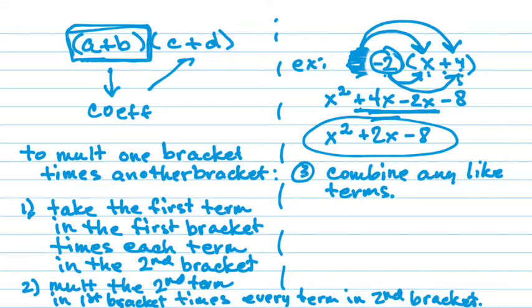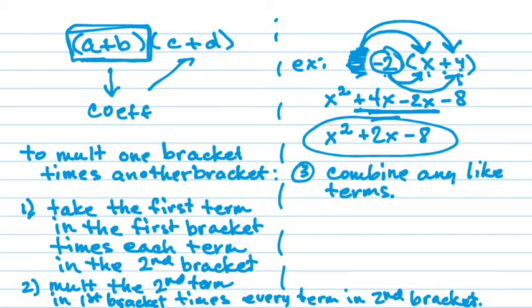Okay? So do you see that there's nothing mystical about this? You just take the first term in the first bracket times everything, then the second term times everything, and then combine your like terms if there are any. And again, they aren't guaranteed to be like terms. It depends on what you start with.